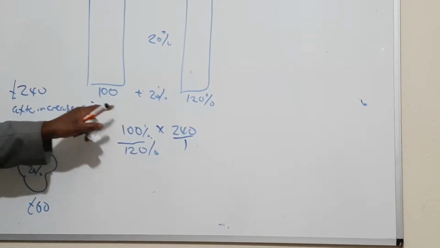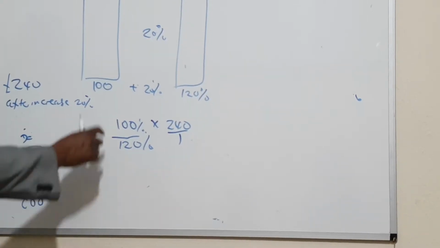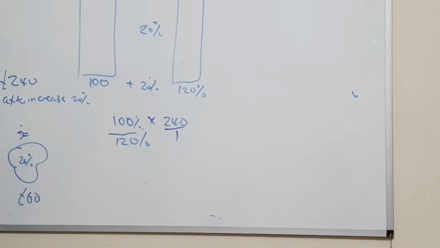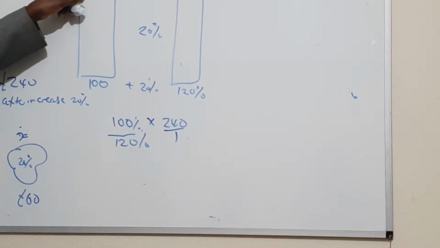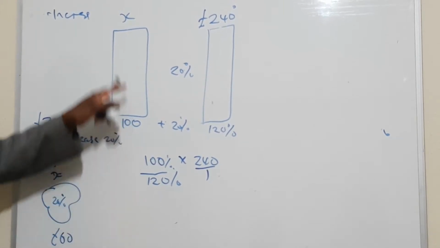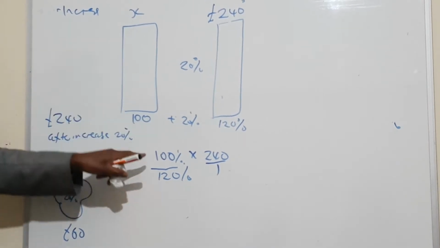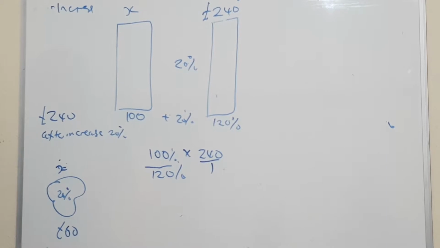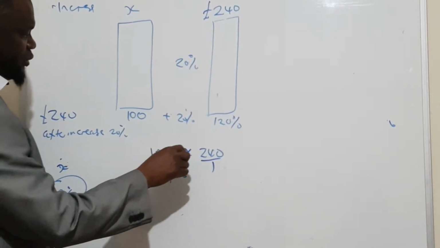Don't do 100 over 240 or 120 over 240. No. Percentage over like percentage, times the different one. So is this one we don't know? We don't know its price. So we put it on top. When we are doing the percentage, it's the one unknown. We know its percentage, but we don't know its price. So it comes on top, and the other percentage will come down, times the known value.